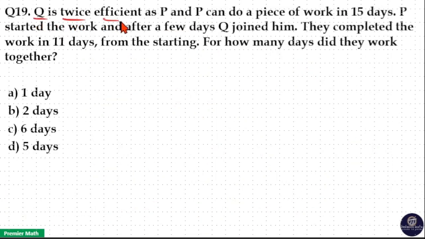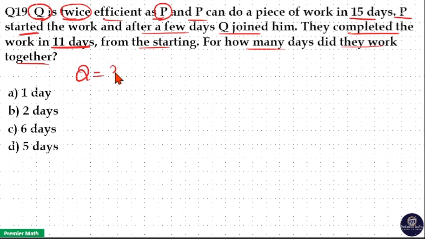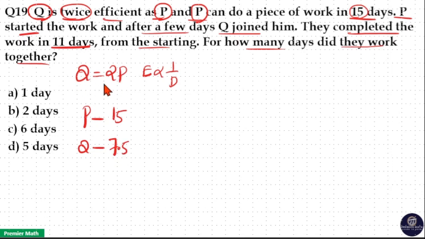Q is twice efficient as P and P can do a piece of work in 15 days. P started the work and after a few days Q joined him. They completed the work in 11 days from the starting. For how many days did they work together? Here Q is twice efficient as P means Q is equal to 2 times P. This is efficiency relation. Efficiency is inversely proportional to number of days worked. Here P can do a piece of work in 15 days means if P finishes a work in 15 days, then Q only takes half the days of P, that is 7.5 days, because Q is 2 times efficient than P.